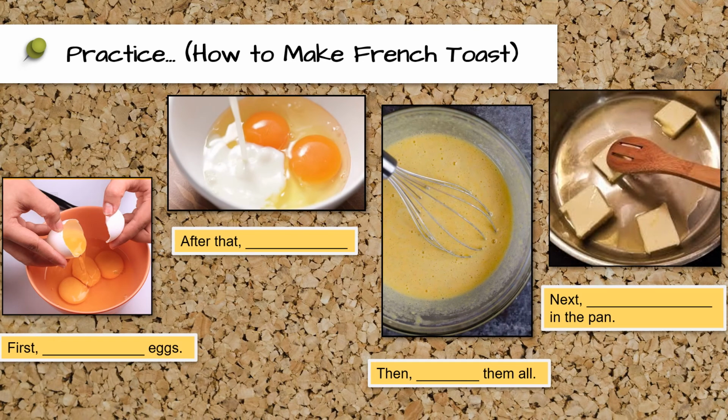Okay, we have the practice now. So these are the steps how to make French toast. The first one, can you fill in the blank for this instruction? First, yes, break. First, break the eggs. And then after that, it should be pour the milk. Yes, you can see here, pour the milk.